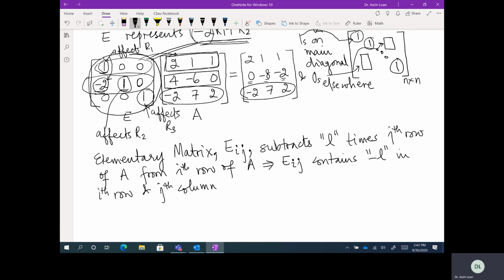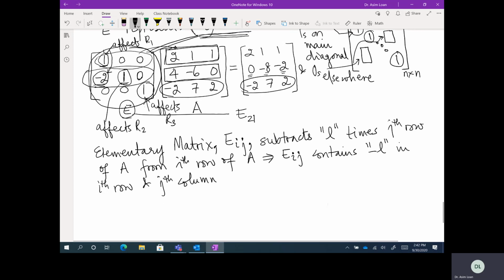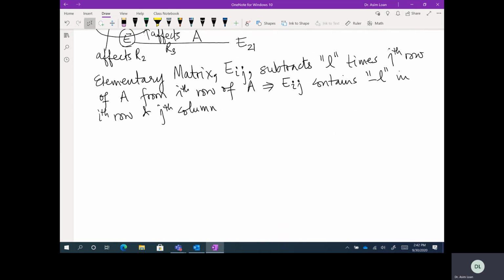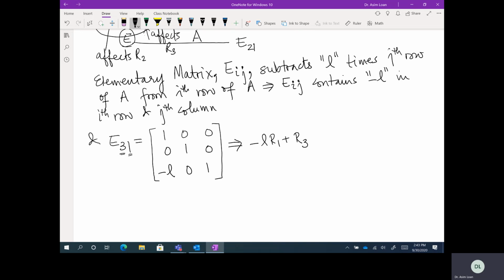And if I look at this one, this is simply E21. So this matrix E is E21, and this has minus 2, or this is L, which subtracts. Since L subtracts, we're just writing this as minus L over here. So what is E31? E31 is 1, 0, 0 in the third row and first column, so this will be minus L 0, 1, 0, 1, 0. This implies minus L row 1 plus row 3. So E31 represents this operation: minus L row 1 plus row 3. Okay.